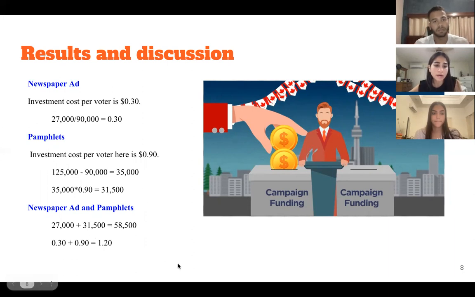It's newspaper ad and pamphlets together. We get the 27,000 and 31,500 to reach an investment of 58,500. We add the cost per voter, and it's a cost per voter of ultimately $1.20, which is incredibly efficient for our limited budget.